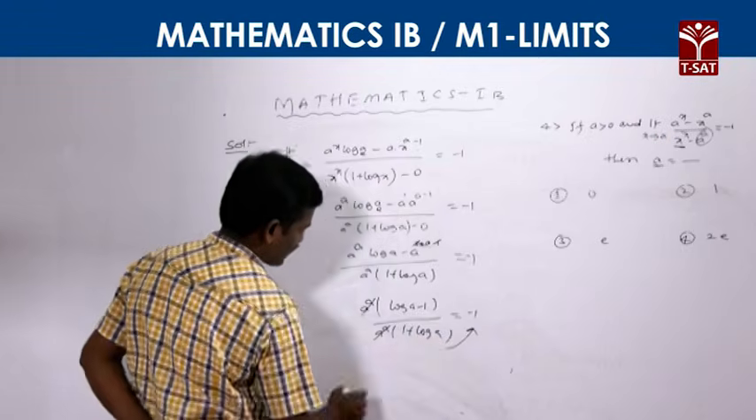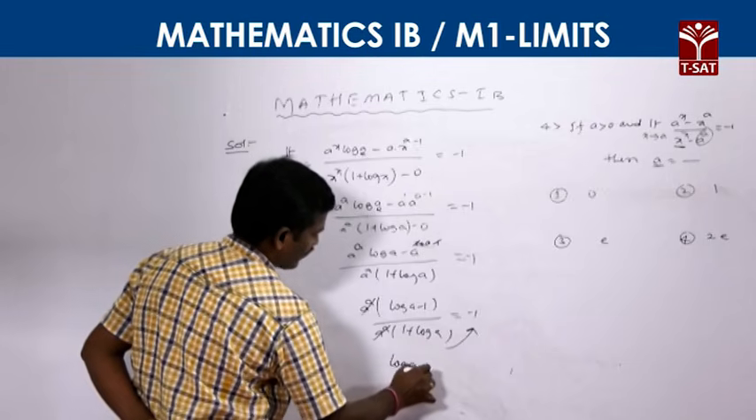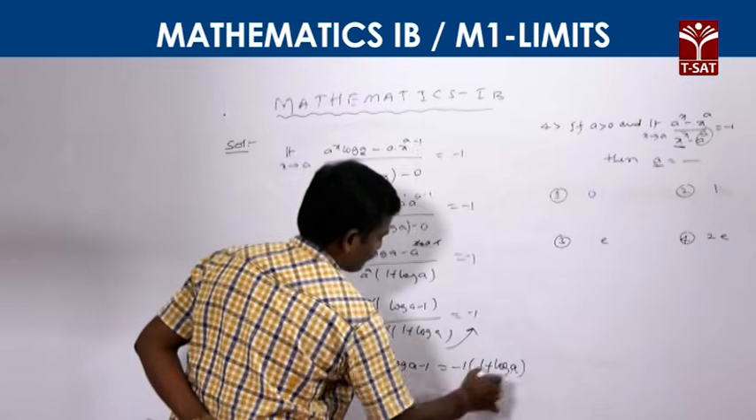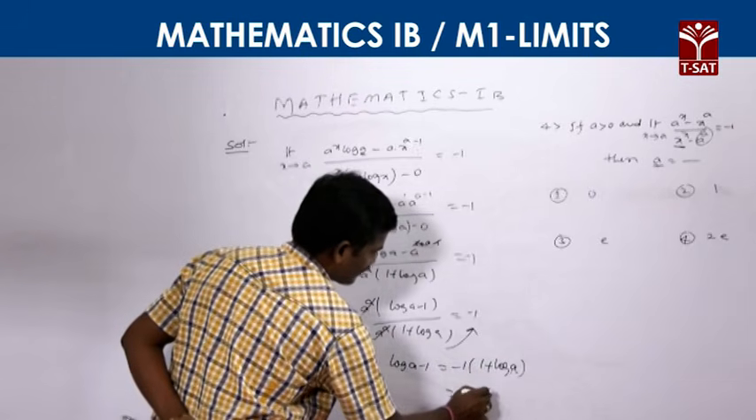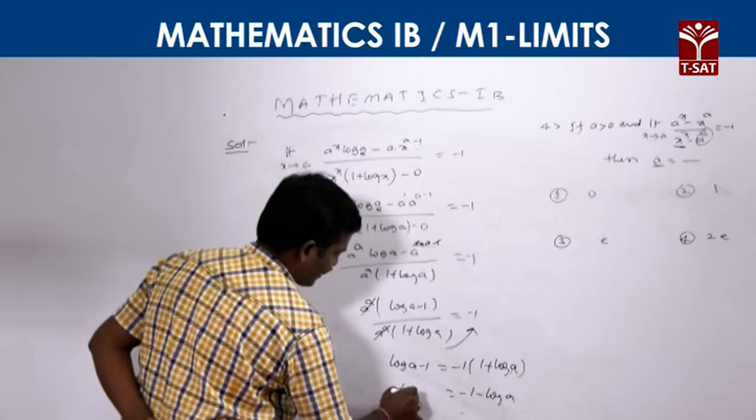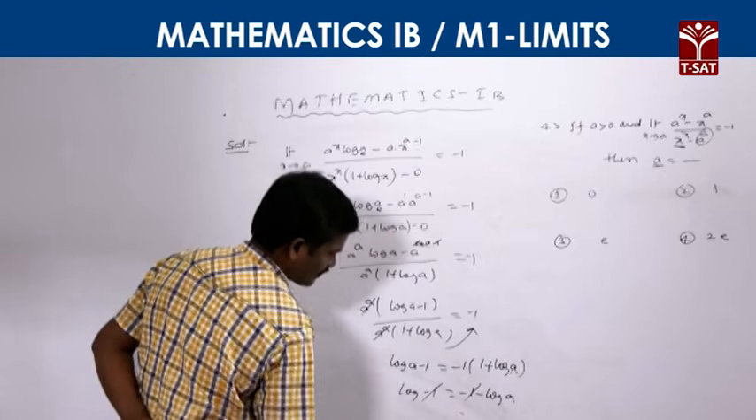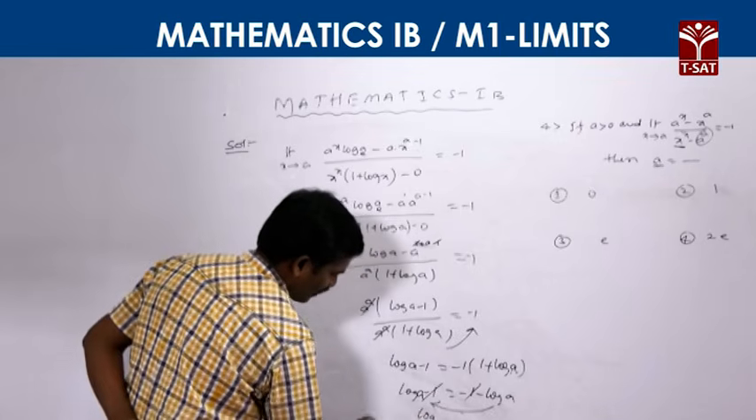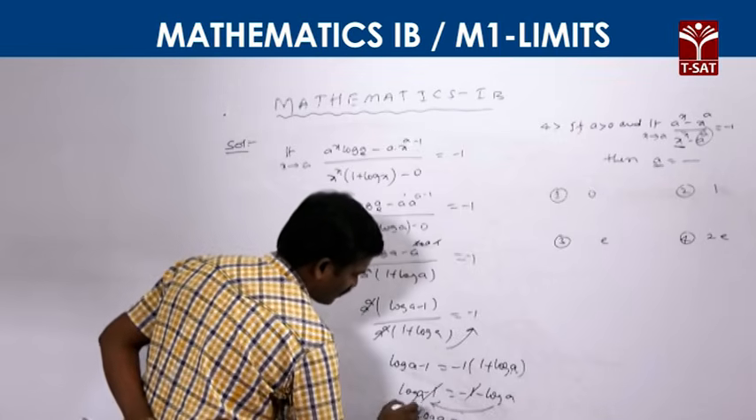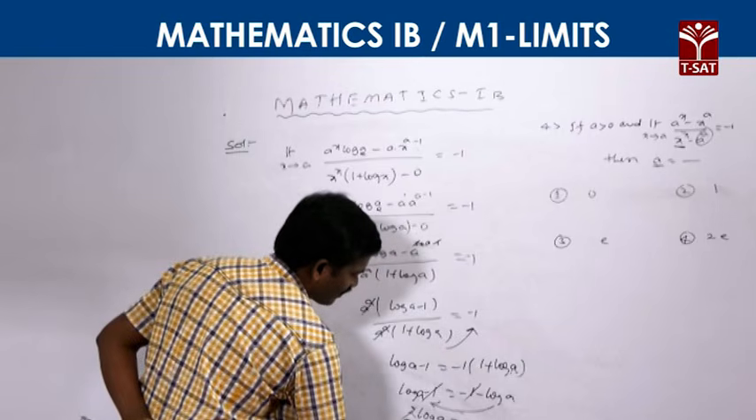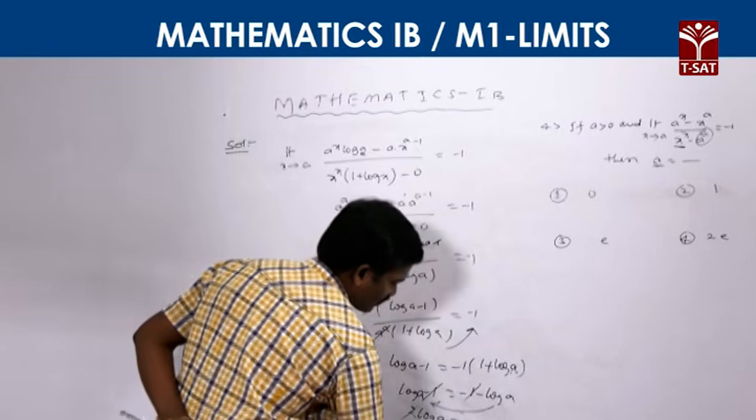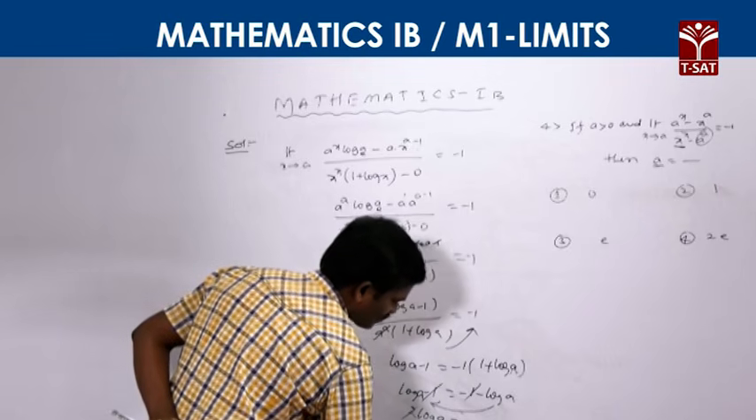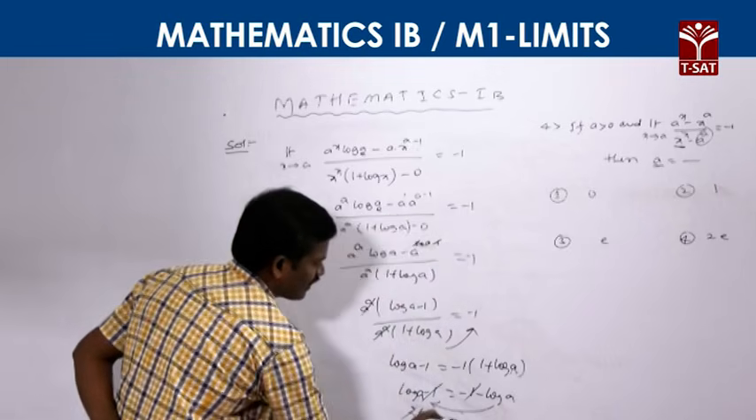Then side shift change. Log a minus 1 is equals to minus 1 into 1 plus log a. So minus 1 minus log a, minus 1. Minus 1 cancel. So 2 log a is equals to 0. 2 కూడా పంపించేయండి. Log a is equals to 0. So 0 we can write log 1 to the same base e. So a answer is what? 1. So a అనే విలువ 1.